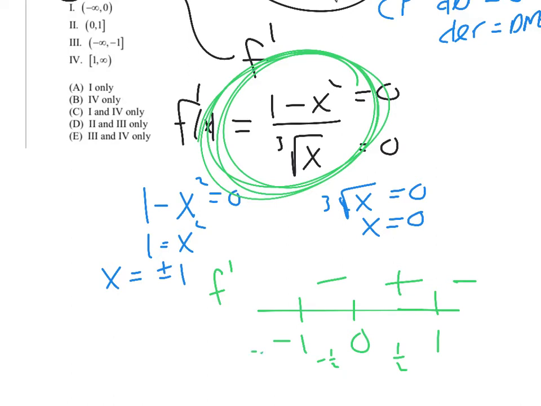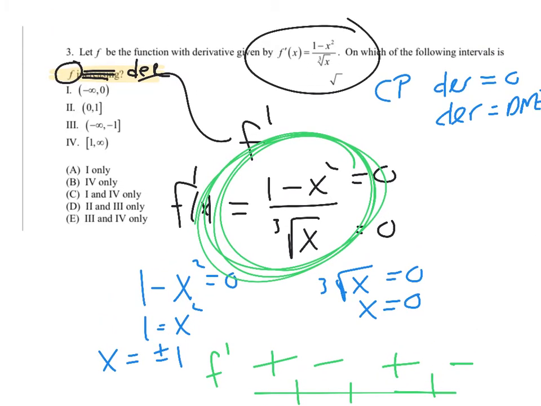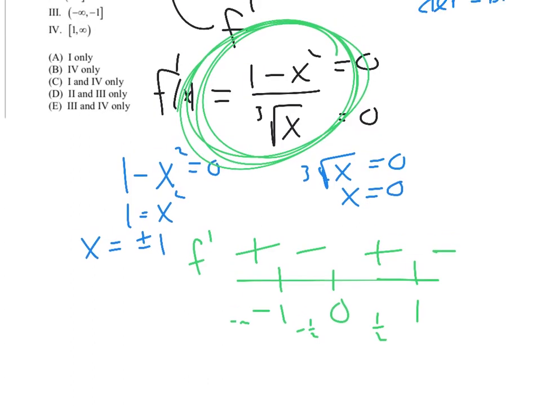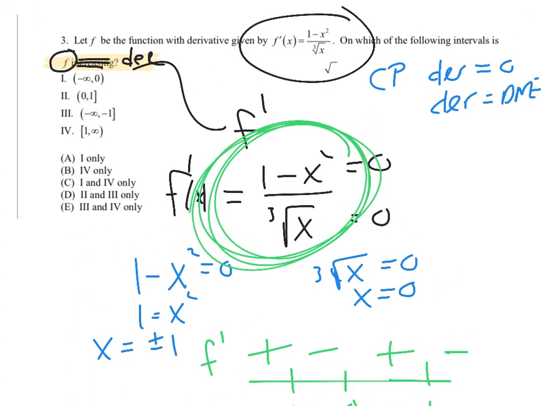If I plug in a -2, that's 1 minus 4 squared, which is negative, and the cube root of -2 is a negative, which makes that a positive. So, what can I say? Now notice I think these choices, let me scroll back, are about the function increasing. So I would say it's increasing from -infinity to -1 and 0 to 1.